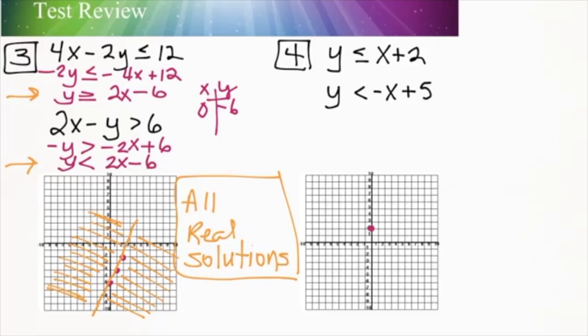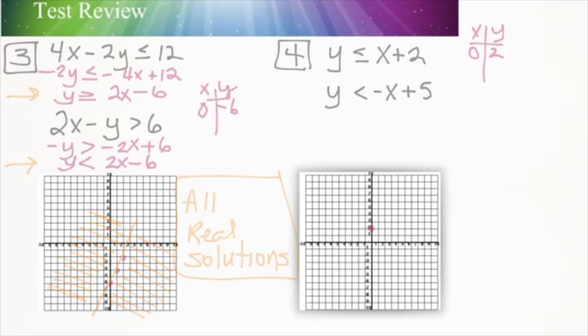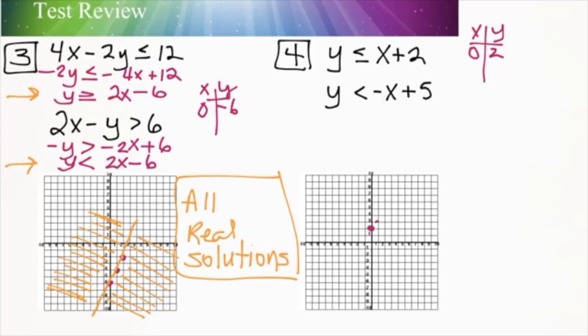For our next problem, we have y less than or equal to x plus 2. So I'm going to go ahead and plug in 0, and that'll give me 2. And there's my y-intercept. So I've got 2, and the slope is 1, so I'm going to go up 1 over 1, up 1 over 1. I actually really like to shade everything at the end. So let's draw this line.